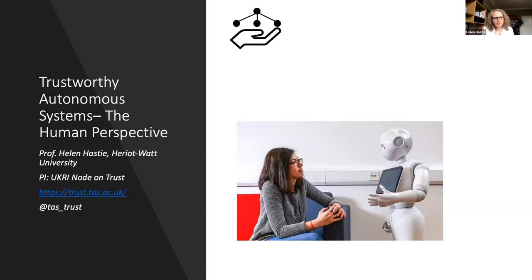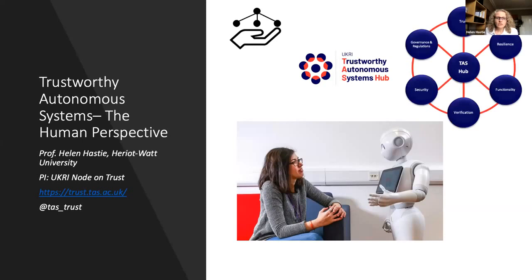I'm going to talk about trustworthy autonomous systems from the human perspective. But before I do that, I'm just going to give you an overview of the UK-wide programme. This is called Trustworthy Autonomous Systems, and there's one hub and six nodes. Ram and I lead a node each. I'm going to be talking about the trust node, which is all about the human aspect, and Ram is going to talk about governance and regulation.